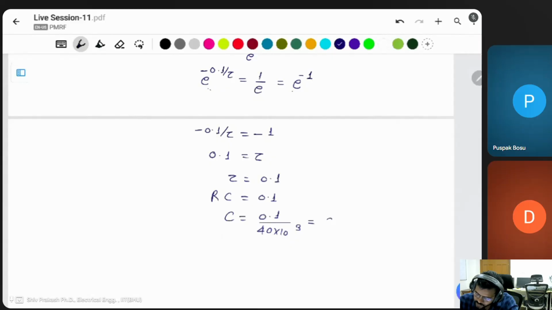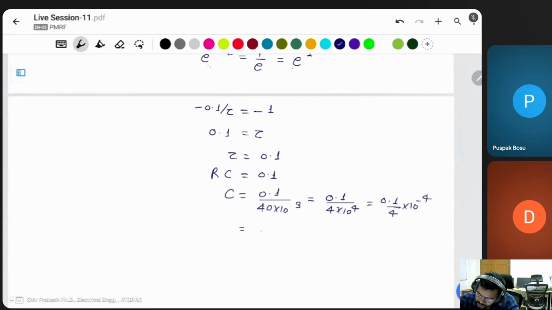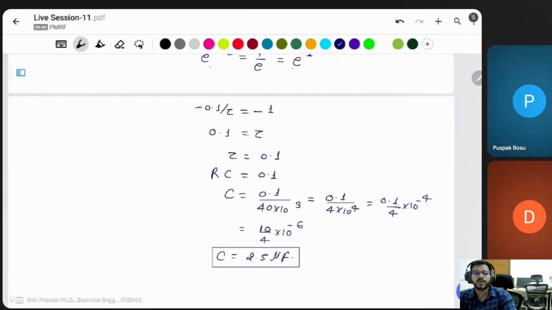This will be 0.1 divided by 4 into 10 to the power of 4, or you can say 0.1 divided by 4 into 10 to the power of minus 4, or if you multiply by 100 here, this will be 10 divided by 4 into 10 to the power of minus 6. So C is equal to 2.5 into 10 to the power of minus 6, which is microfarad. 2.5 microfarad.